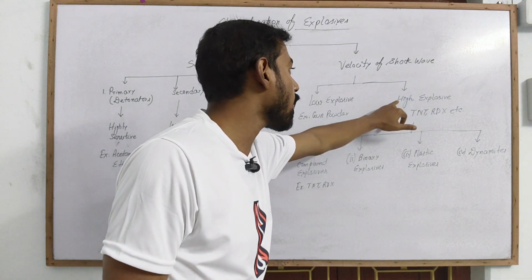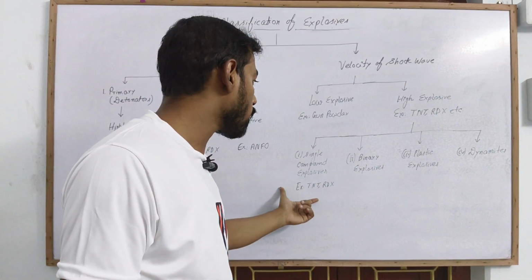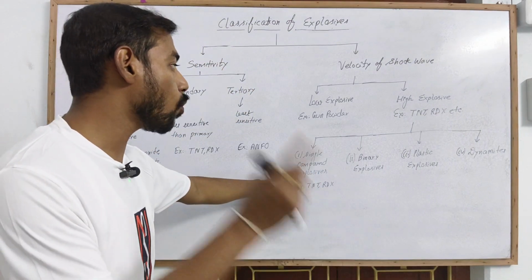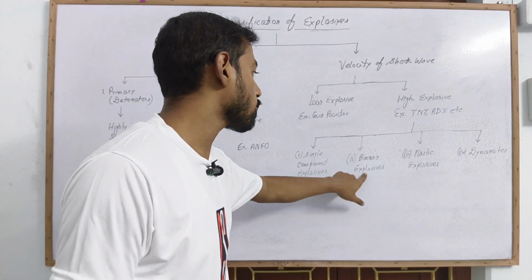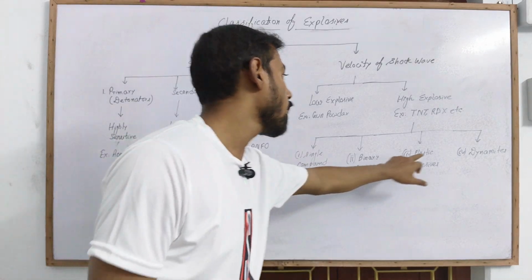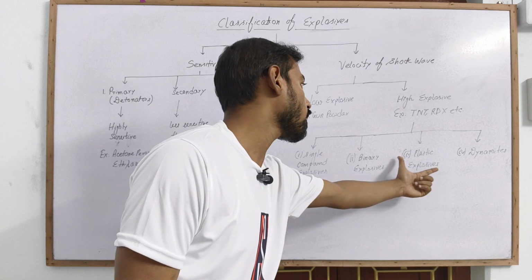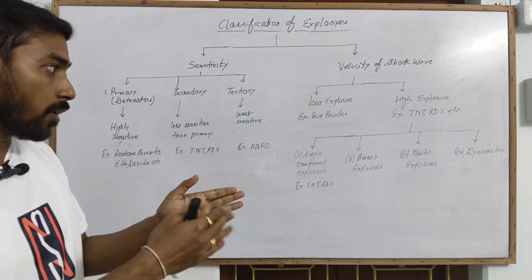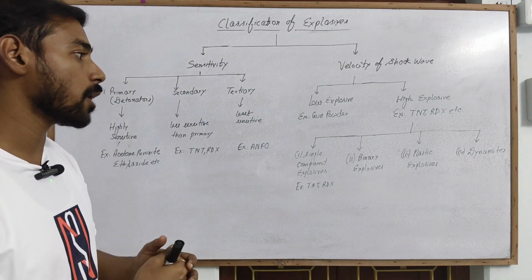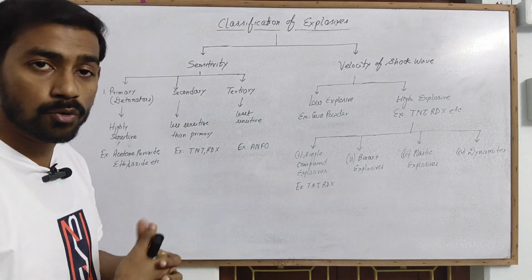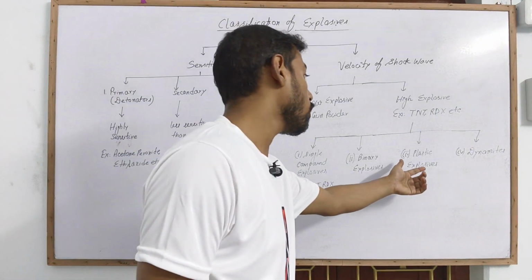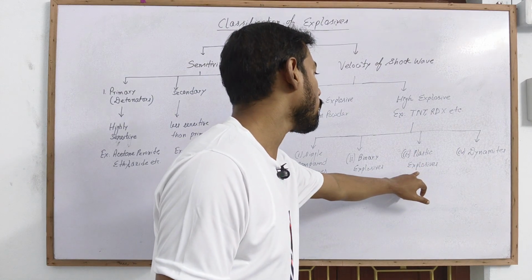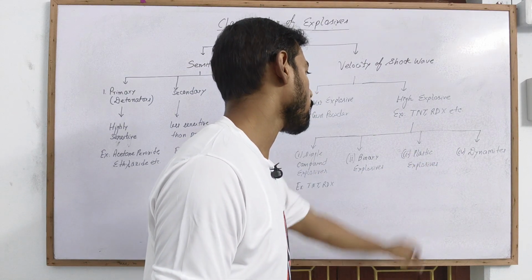Now this high explosive can be further classified into four categories. There is single compound explosive, which will contain only one single compound. Then binary explosive, which will contain two compounds. Then plastic explosive, as the name suggests, remains in a plastic state and can be converted into several shapes and cut into several pieces without any serious risk. And TNT is an important ingredient for this plastic explosive.